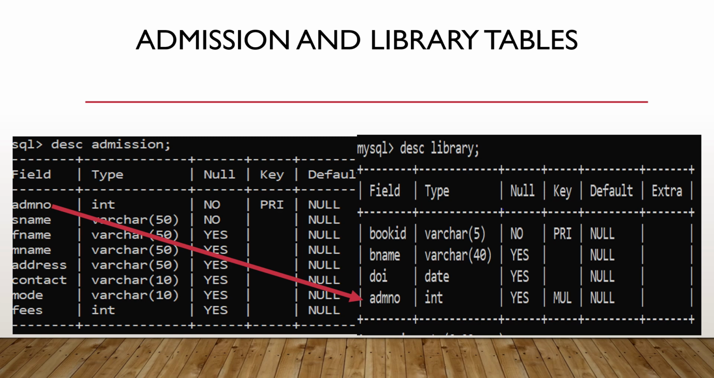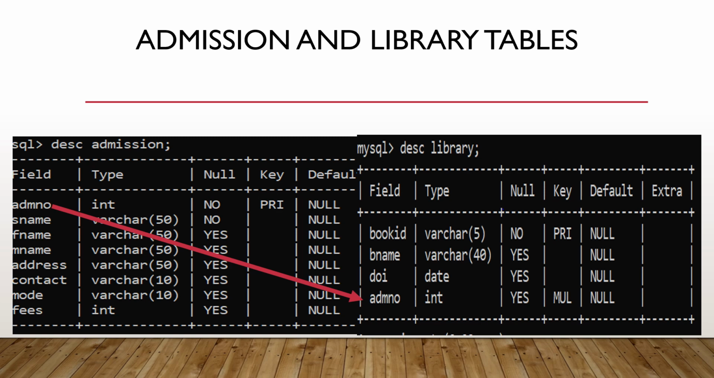So here, as you can see, the arrow is showing you admission number ADMNO is primary key of admission table, and it is foreign key for the library table. Please see under the key column, it is mentioning MUL means multiple table. It is linking both the tables.